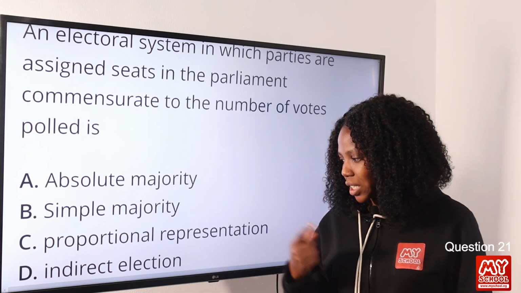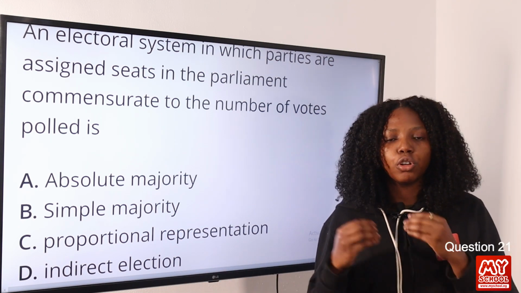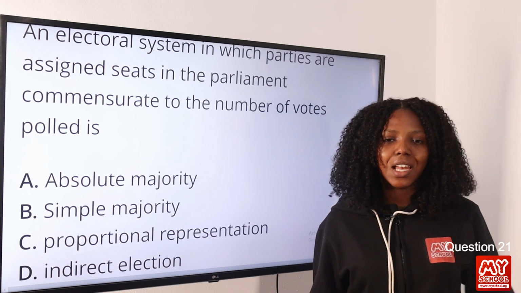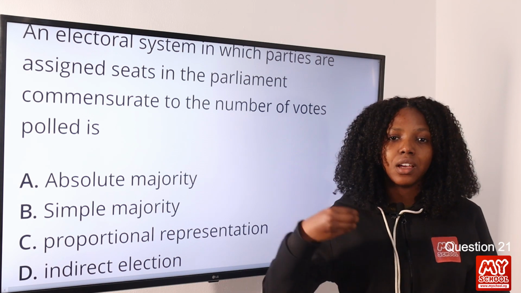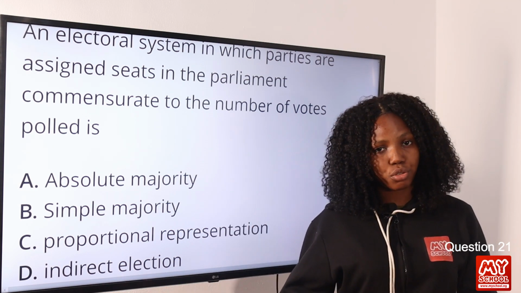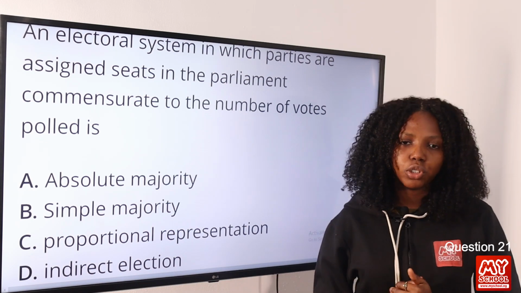Now when we talk about indirect elections, indirect election is where voters do not choose their candidates, they elect people who choose. So they elect people that afterwards get to choose representatives. So the answer to this question is option C, proportional representation.